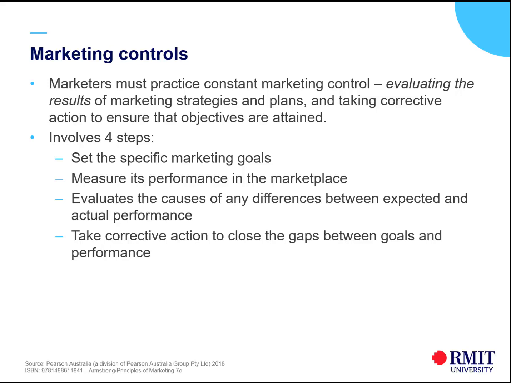So marketing controls is basically where the marketer has to practice constant evaluation of results. It's of the marketing strategies and plans, and they have to take corrective action to ensure that objectives are attained. Generally speaking, it involves 4 things: setting specific marketing goals, measuring its performance in the marketplace, evaluating the causes of any differences between expected and actual performance, and taking corrective action to close the gaps between goals and performance.